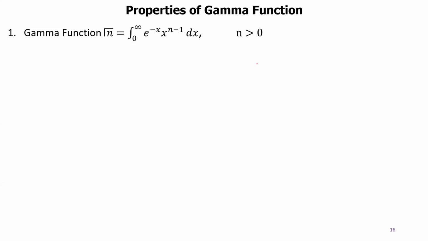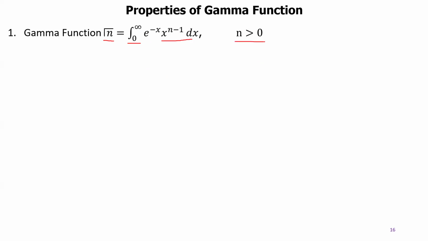Now in this lecture, we discuss the gamma function and its related examples. What is the gamma function? The gamma function is defined as gamma of n is equal to the integration under the limit 0 to infinity e to the power minus x into x to the power n minus 1 dx, where n is always greater than 0.